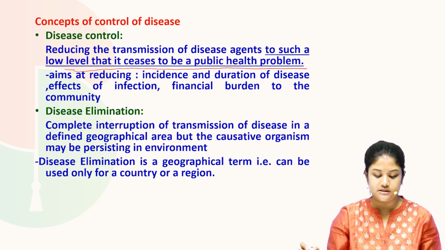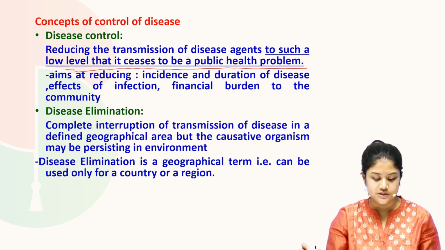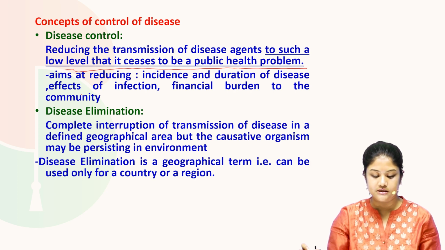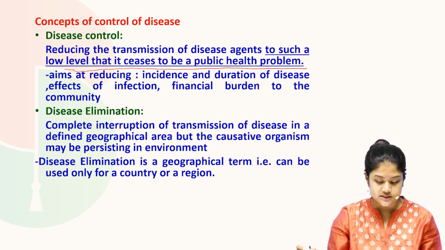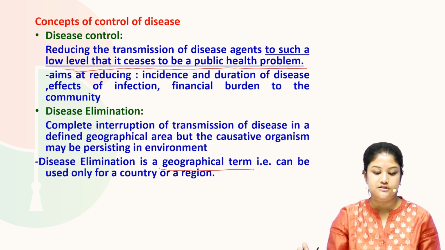Disease elimination means complete interruption of transmission of disease in a defined geographical area, but the causative organism may be persisting in the environment. So while answering the questions on elimination, we should be well aware that we have to interrupt the transmission of the disease in a defined geographical area, but the causative organism may still be persisting in the environment. And disease elimination is a geographical term. It is a geographical term, that is, it can be used only for a country or a region. So let's look into our other option.